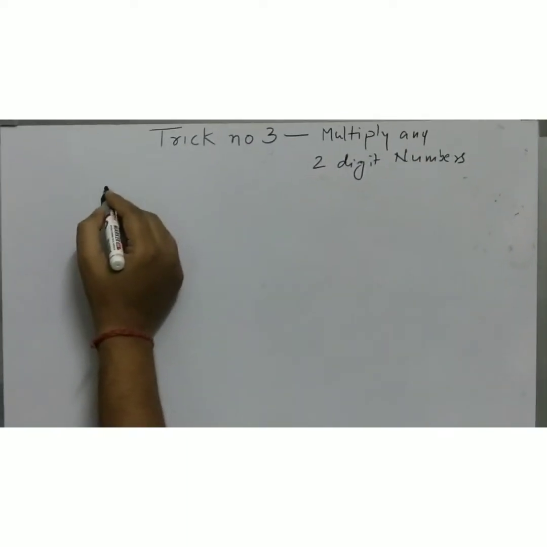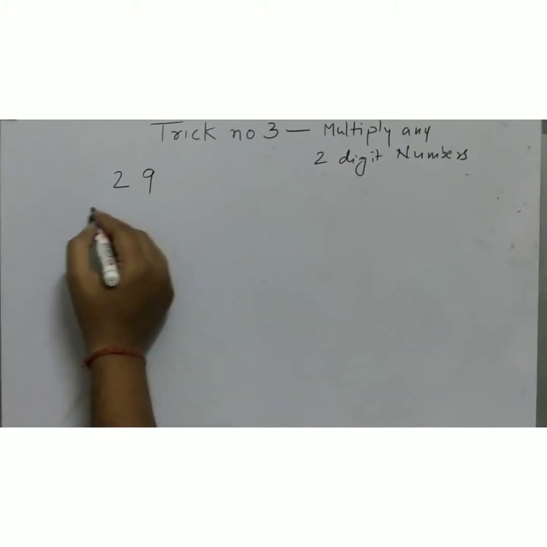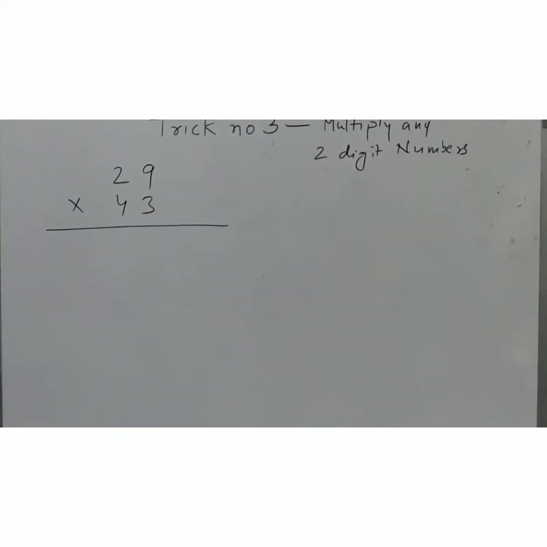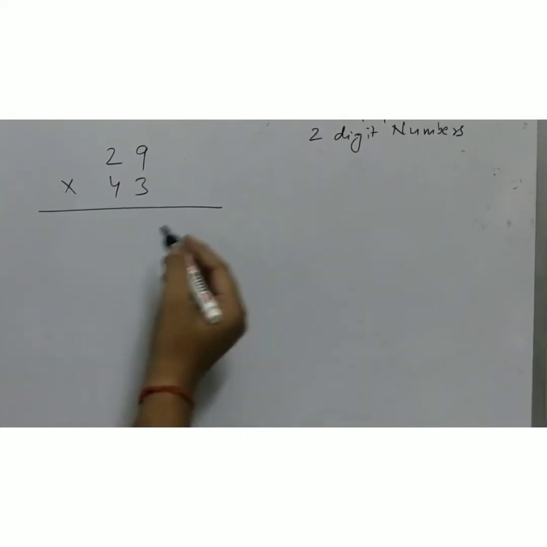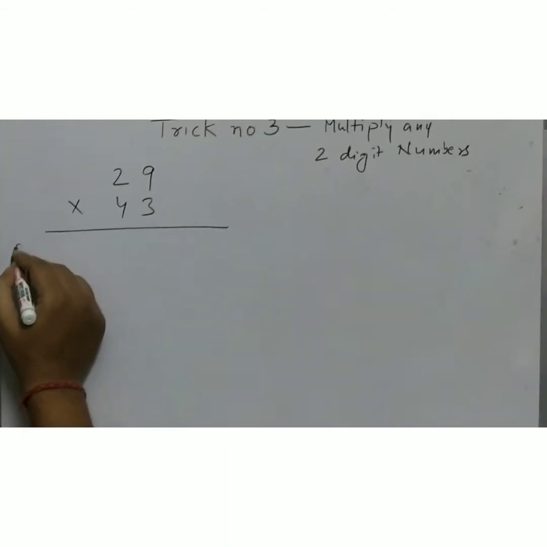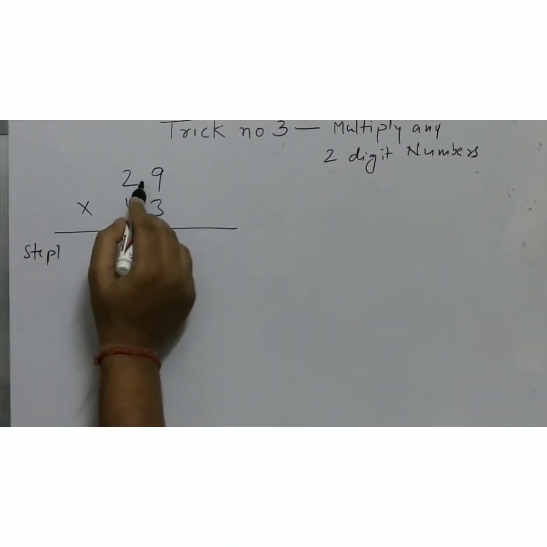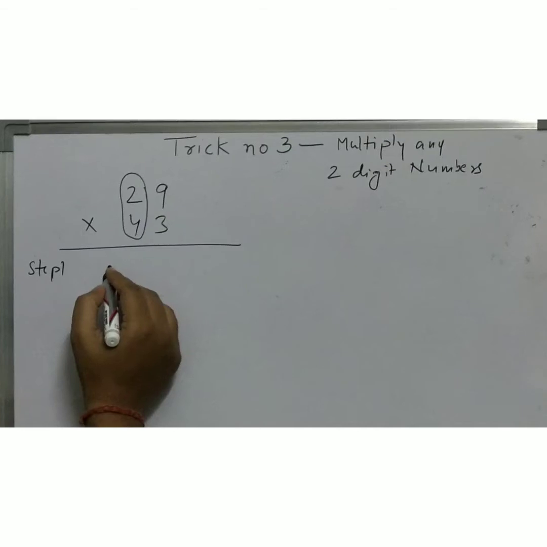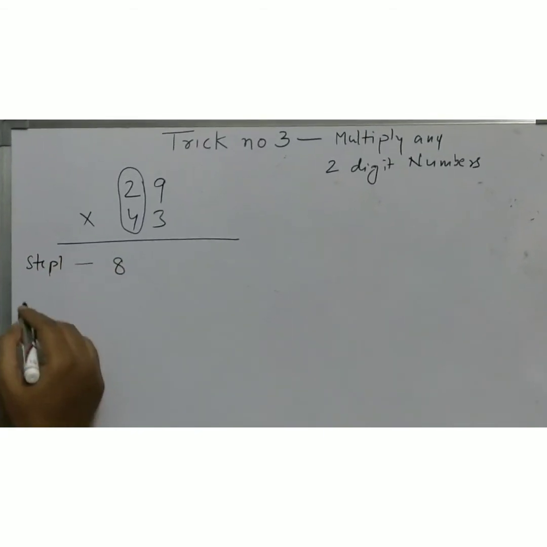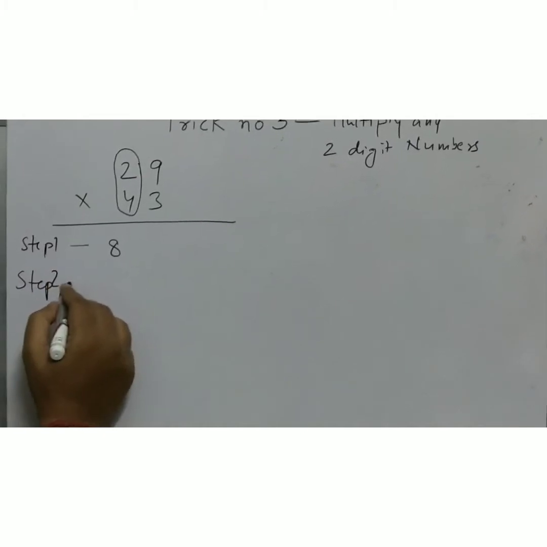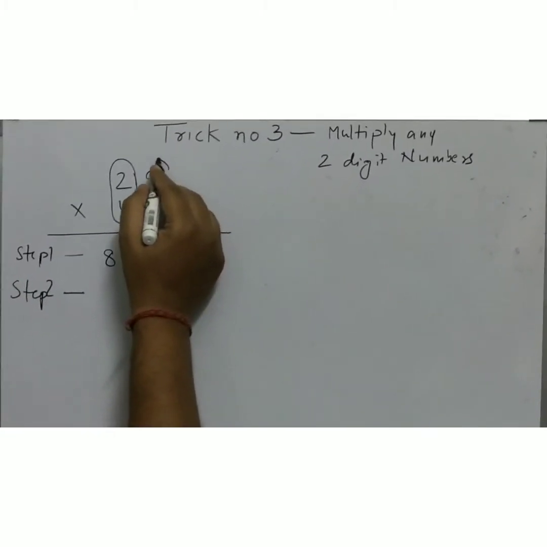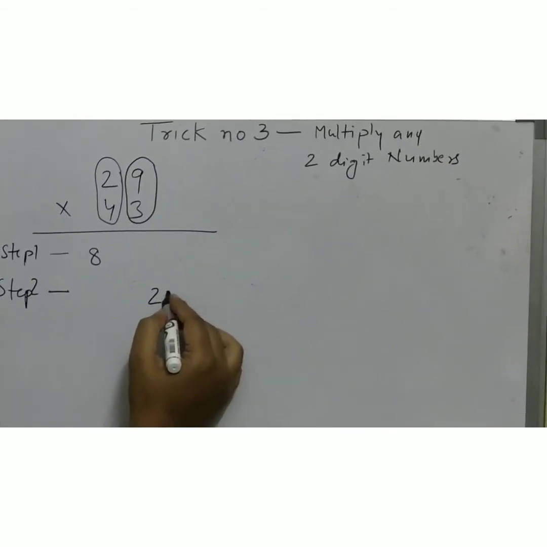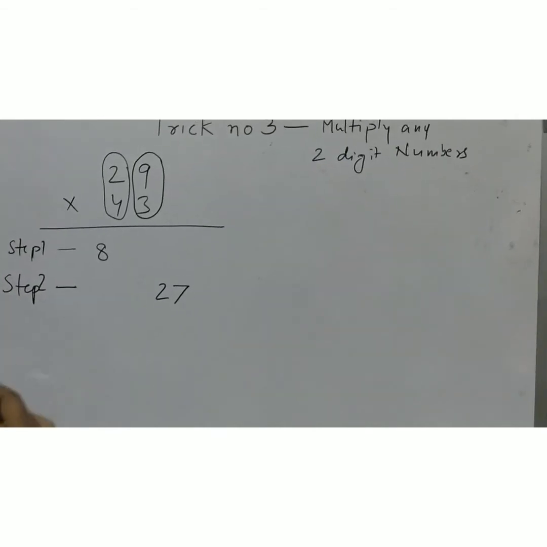Let me take an example. Suppose 29 multiplied by 43. Now if we want to calculate this, the trick is absolutely fantastic. Step 1, we need to multiply the first two digits. So 2 fours is 8. Step 2, we will multiply the last two digits. So the last two digits are 9 and 3, and 9 3s is 27.